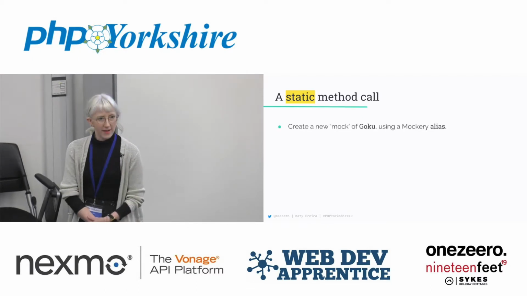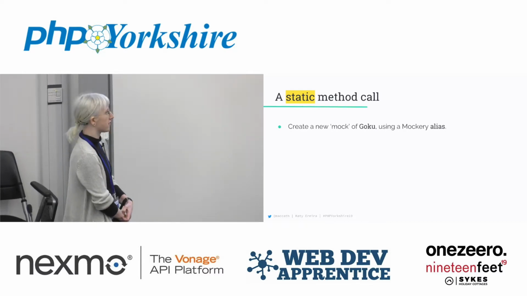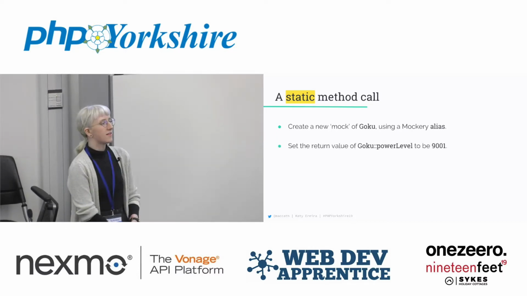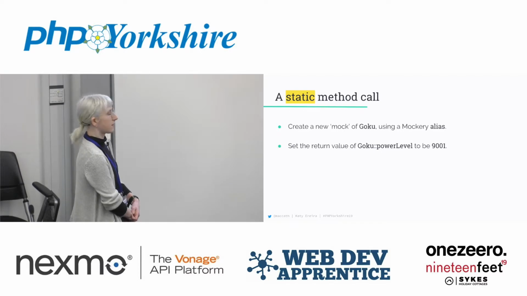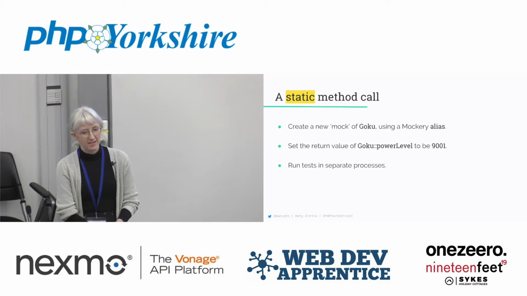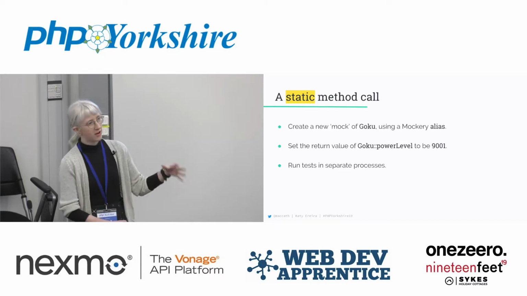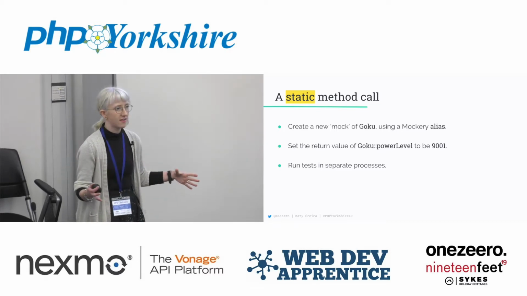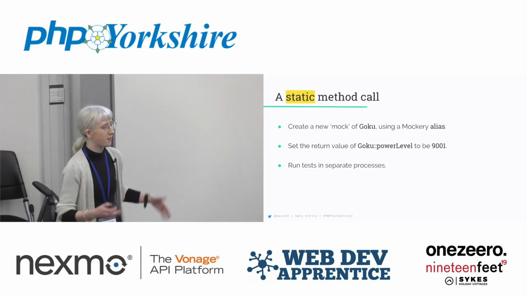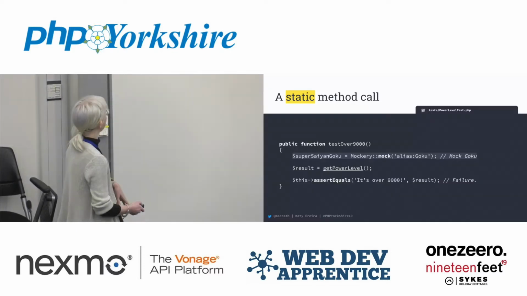So this is where Mockery comes in. We're going to create a new mock of Goku. We're going to create a new test version of Goku using a Mockery alias. We're going to set the return value of Goku's power level to be 9,001. And we're going to have to run the test in a separate process. This is because with Mockery aliases, once you create a mock, it completely overrides that class. So if you try to reuse it, it will throw an error, oh, this class is already defined. So we have to run each of our tests in a separate process. Anyway, I'll explain how to do that in a second.